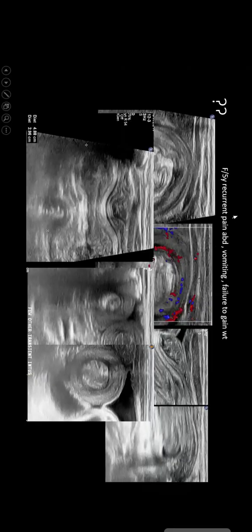So the patient has a history of recurrent pain abdomen, vomiting, failure to gain weight. So there is a chronic pathology leading to these ileo-ileal intussusceptions and ileocolic intussusception formation. The patient was subjected to a TTG IgA test. It was found to be positive and turned out to be celiac disease.